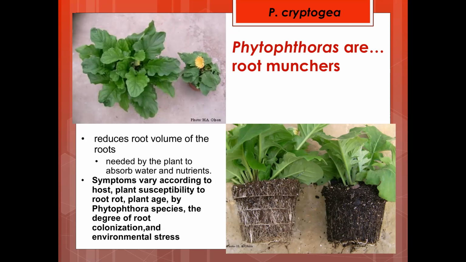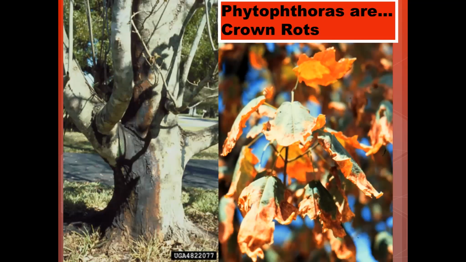When we think about Phytophthora and what they are, oftentimes root rots or root munchers, what it does is just reduces the root volume. And this is Phytophthora cryptogea. And you can see it just makes a stunting. So this is something to keep in mind. Ramorum is not so much affiliated with this, but other Phytophthora are.